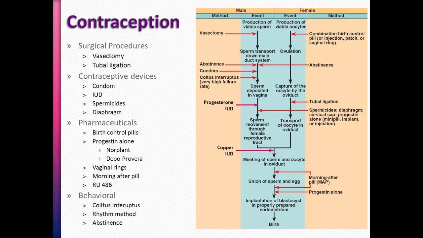There's spermicides, which are usually used in conjunction with a diaphragm. The diaphragm is just a blockage over the cervix, and along with spermicides then prevent the sperm from moving up into the uterus. There's all kinds of pharmaceuticals. Of course, there's birth control pills. These are progesterone and estrogen pills in combination. They prevent ovulation. So they basically fake the body into thinking it's pregnant.